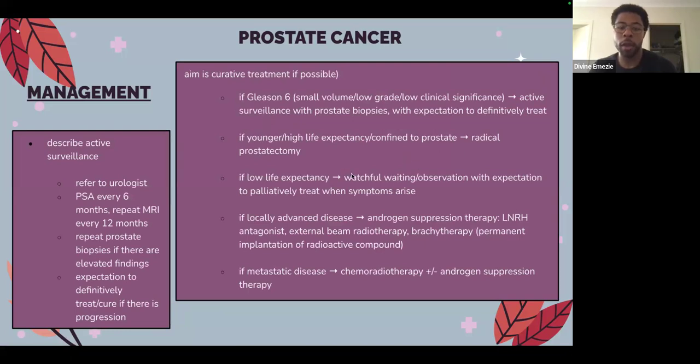Sometimes if they have a low life expectancy, you might watch and wait. If it's something you can do something about, or they're young, you might try to do a prostatectomy. But in general, if it's locally advanced disease, we're just trying to suppress it.